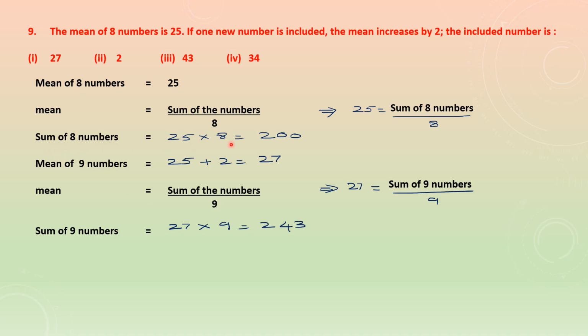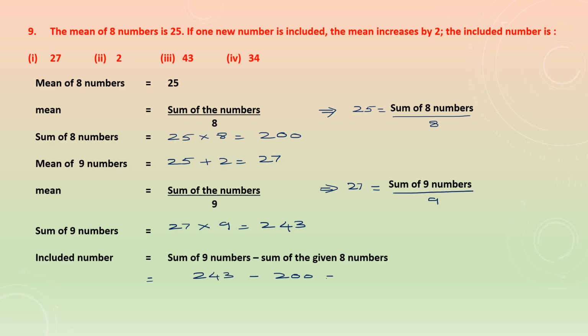Now we have the sum of 8 numbers. We have the sum of 9 numbers. We just have to subtract these two. So the included number will be the sum of 9 numbers minus the sum of the given 8 numbers. That is 243 minus 200. So what do we have? 43. That means the included number is 43. So this is our answer. And which option is that? That is option 3, 43.